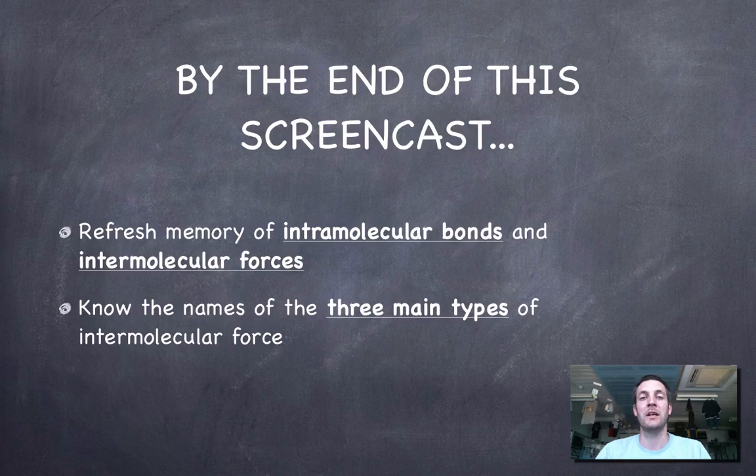But hopefully this film has refreshed your memory of the difference between intermolecular and intramolecular bonds and forces. And you know the names, if not much else, about the three main types of intermolecular force that we're going to be looking at over the next few films.